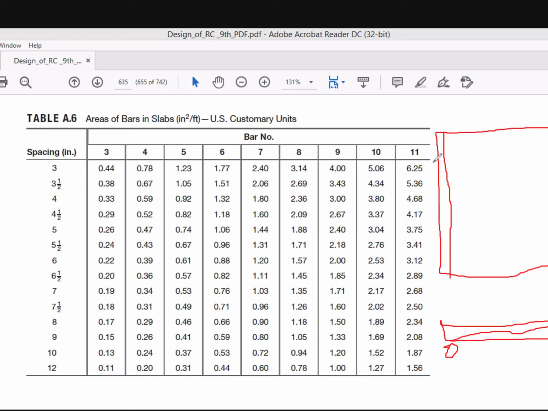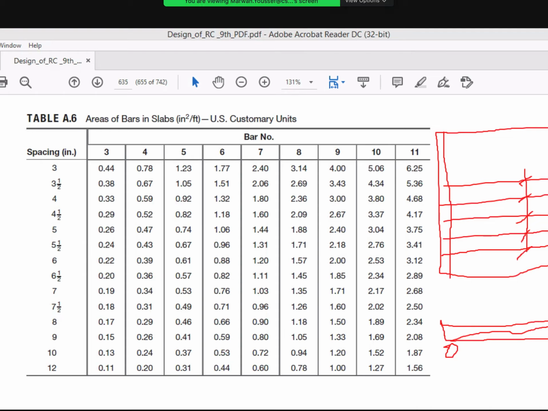All right. So if I say number 4 at 10 inches, that means I'm gonna put my bars this way. 1, 2, 3, and so forth, such that the distance between the bars, this distance is 10 inch, that distance is 10 inch, that distance is 10 inch. Does that make sense? So that's what this means. This is the cross section. Let me draw another cross section.